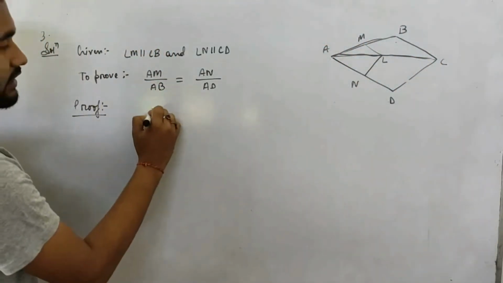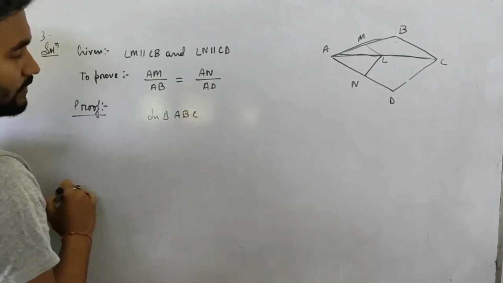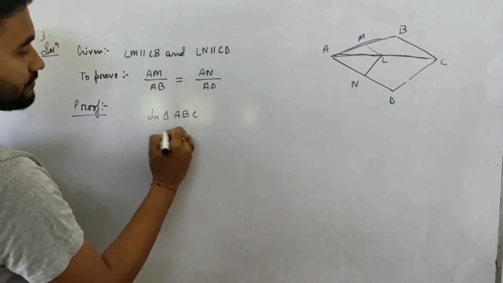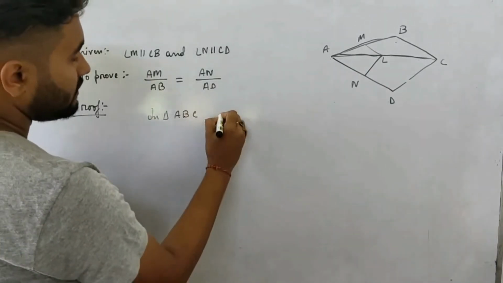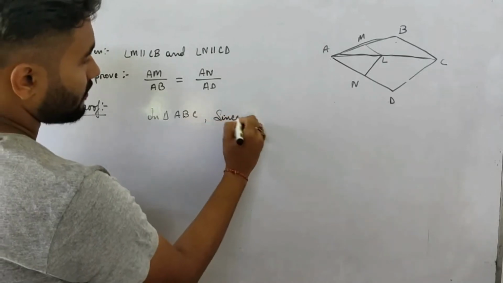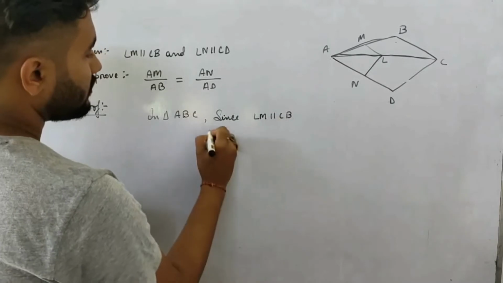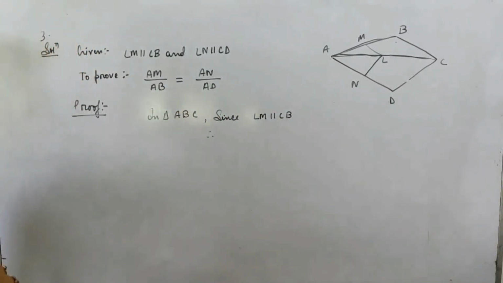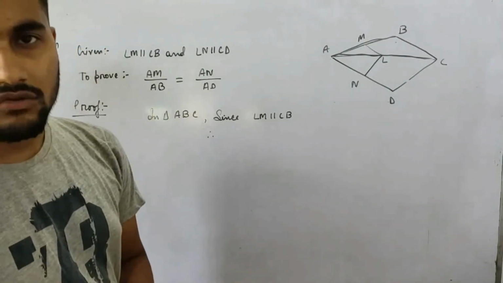So I will write in triangle ABC. In triangle ABC, since LM is parallel to CB, so therefore what will I get? If LM is parallel to CB in this triangle, then obviously I can use the Thales theorem, right?